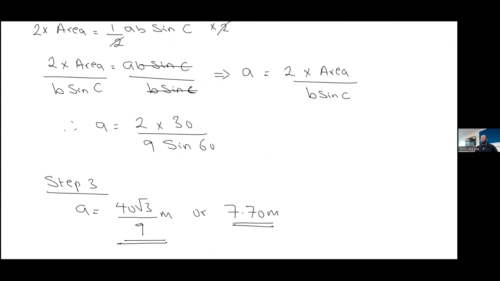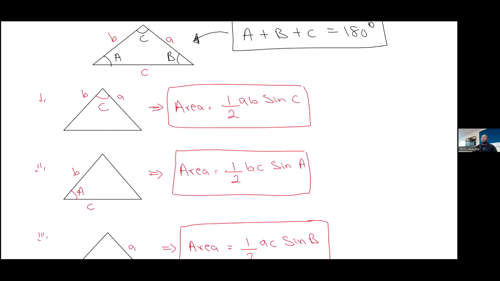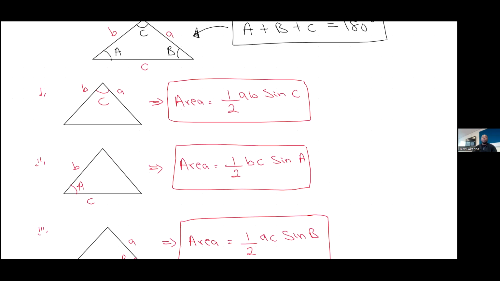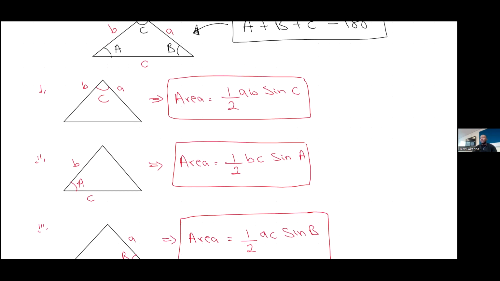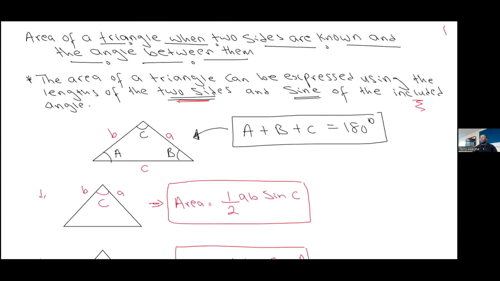All right, so that'll bring us to the end of the videos on how to find the area of a triangle when 2 sides are known. As you can see, depending on the sides and included angle you have, that will determine the area formula you're going to use. And also don't forget the sum of the 3 angles in a triangle is equal to 180 degrees. All right, so that'll be that for that.